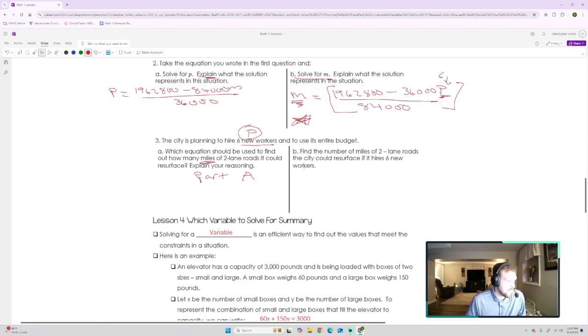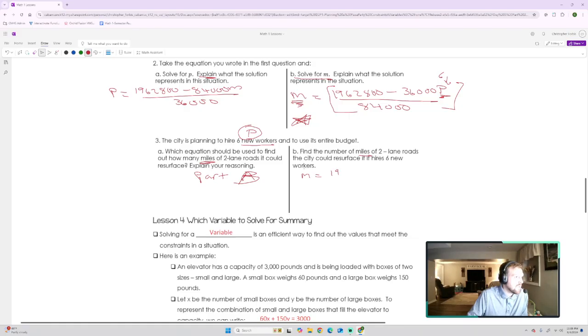So part A. Find the number of miles of 2-lane roads the city could resurface if it hires 6 new workers. So we determined in A that we would use, oh wait, I starred part B, but I said part A. We would use part B, sorry. Anyway, so we would use that. Now we know which equation to use. Let's actually plug in and solve.